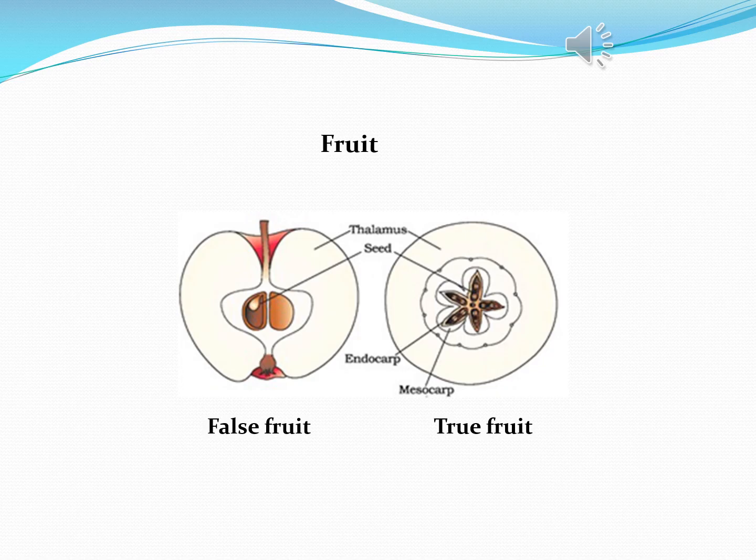In this slide, we can observe fruits. We can observe parts like the endocarp, mesocarp, and thalamus. The first one shows a false type of fruit, and the second one is a true fruit.